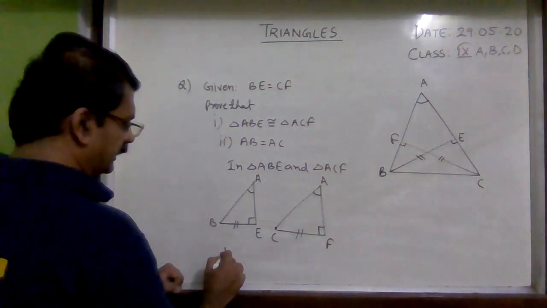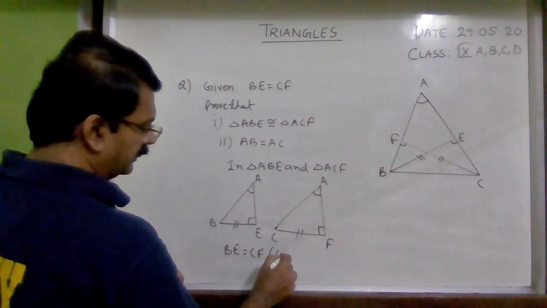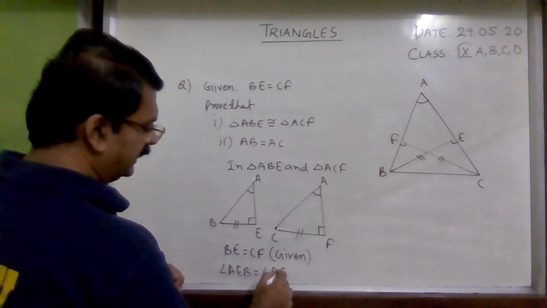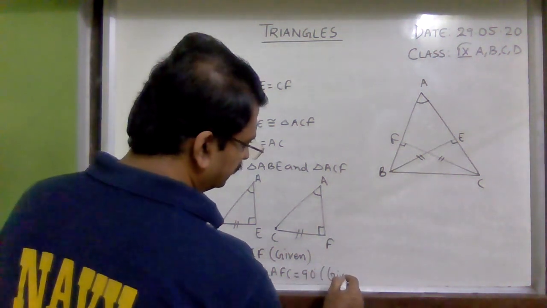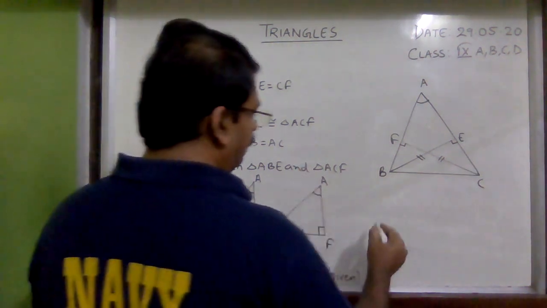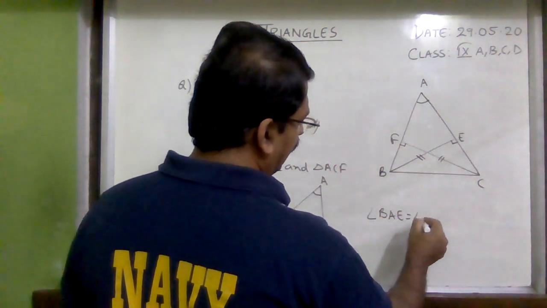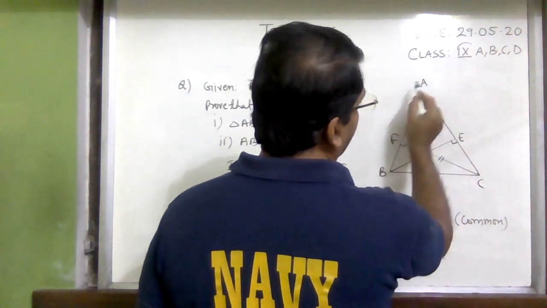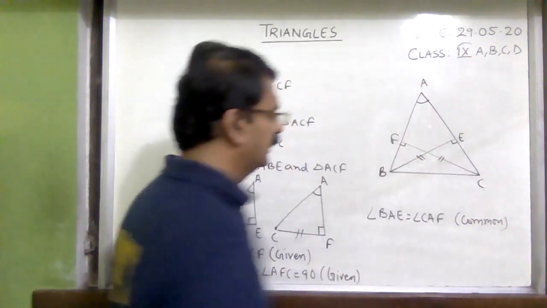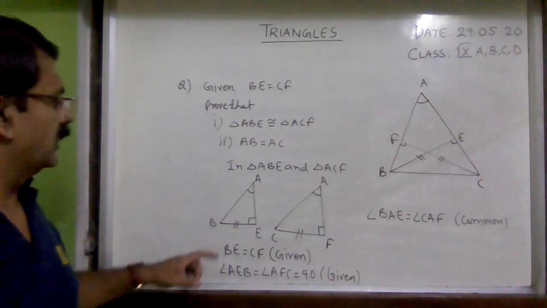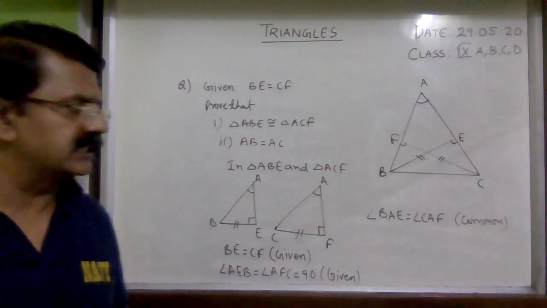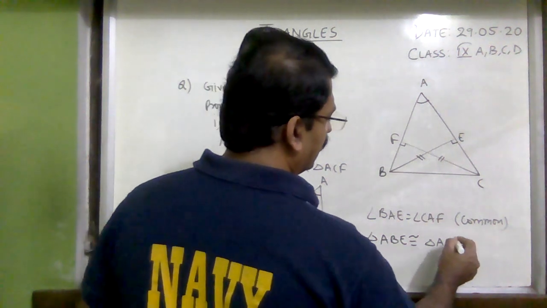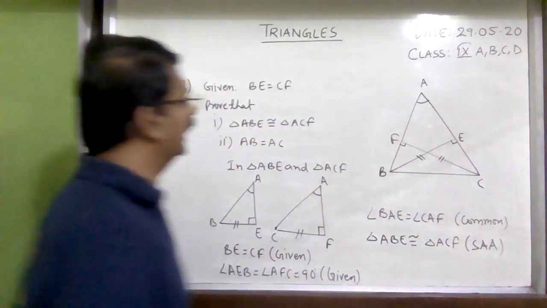Okay, so the reasons are, first of all you see, BE is equal to CF, given. Angle AEB is equal to angle AFC is equal to 90 degrees, again given. And angle BAE is equal to angle CAF because they are common. Angle BAE means this angle, CAF means that angle only. So that angle is common to both the triangles, so they are equal. Now you see one side and two angles, means side angle congruence is there. So we can say that triangle ABE is congruent to triangle ACF by SAA congruency.